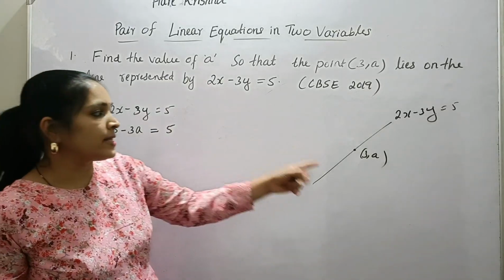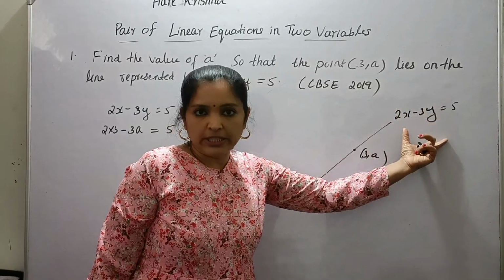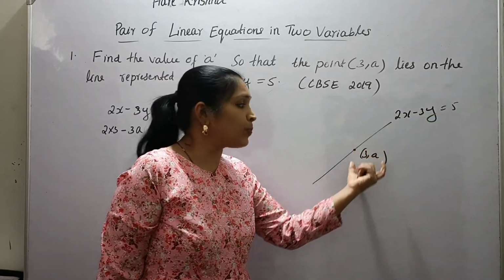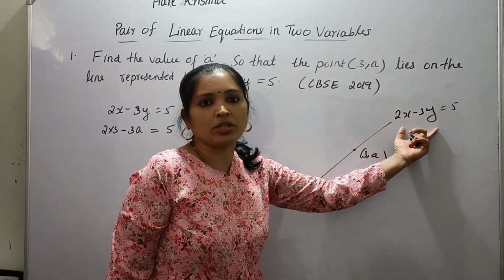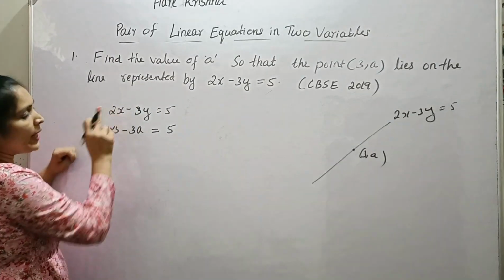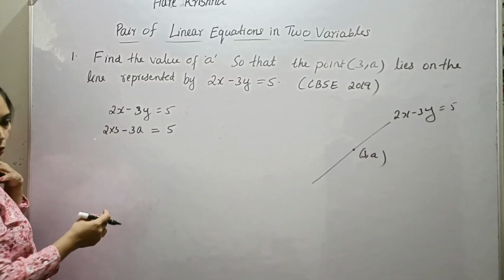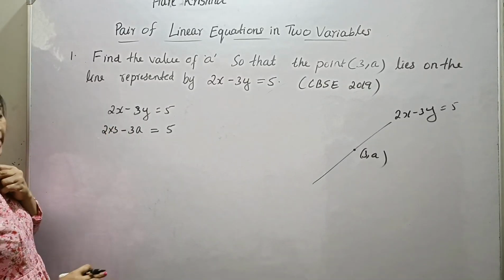Since this point lies on the line, the point should satisfy the equation. That means this point is the solution of this equation. So for that you just substitute x is equal to 3. Here we need to find the value of a, right? So substitute x is equal to 3 and y is equal to a.